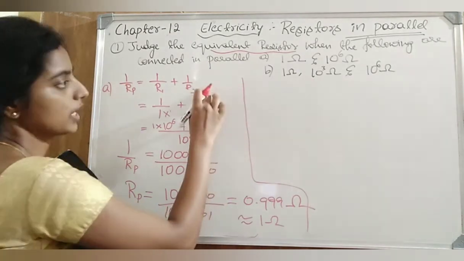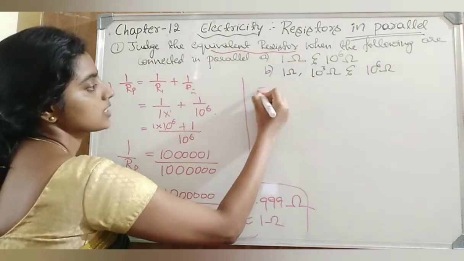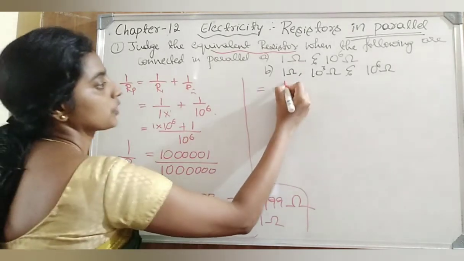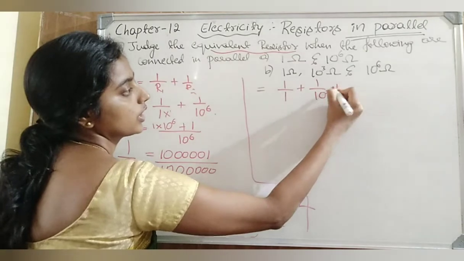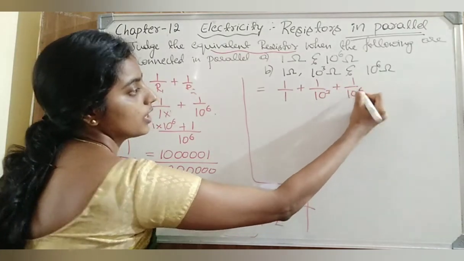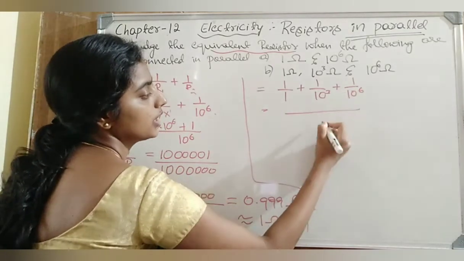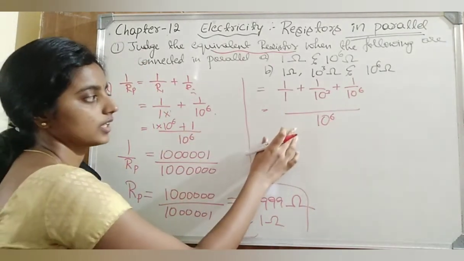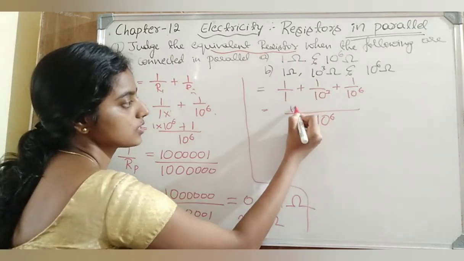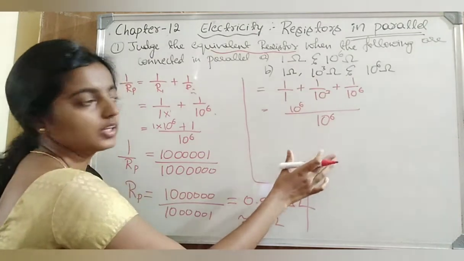See here, same formula. We need to add one more resistor. Directly I am going to substitute 1 plus 1 by 10 to the power 3, 1 by 10 to the power 6. Now the denominator will be 10 to the power 6. In a similar way, calculate and write here 1 into 10 to the power 6, we will get 10 to the power 6. Here 10 to the power 3.